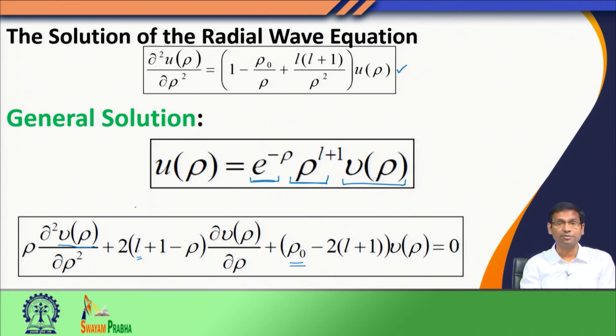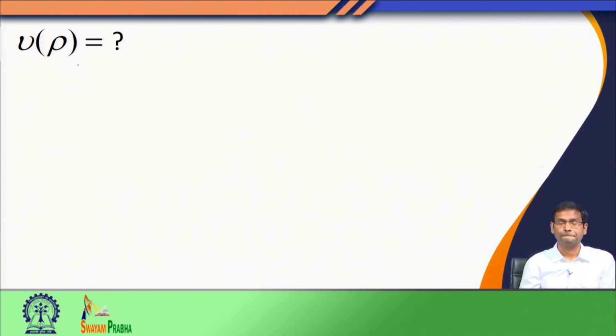Now, if you look at this differential equation, you see that this is a second order differential equation in terms of v as a function of rho, which is the dimensionless coordinate. Now, the task at hand has become: how can we solve this differential equation? But before that, we would have some discussion about what could be my v of rho. What is v of rho?